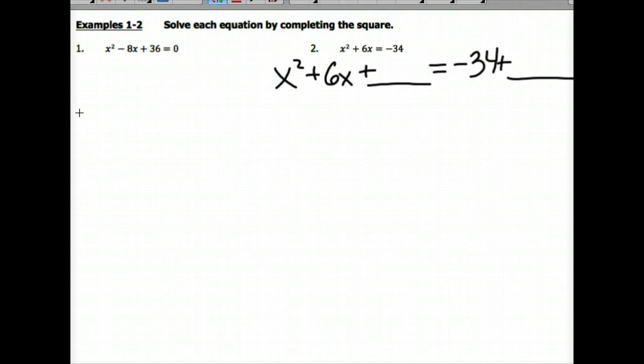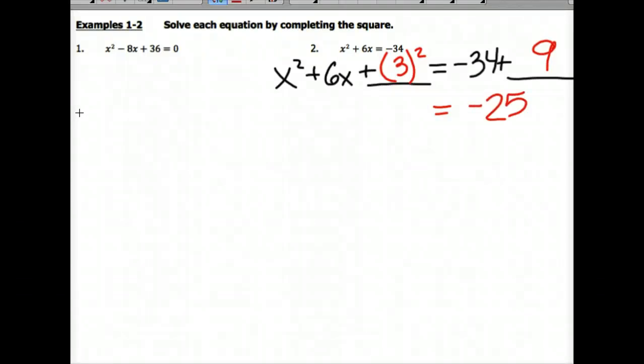And again, the goal of this is to turn the left side into a perfect square trinomial. So we're going to take half of our b term, which is 6. So half of 6 would be 3. We'll square it. 3 squared, we get 9. Okay? And then that 9 goes over here in this blank. So on the right side, I have negative 34 plus 9. That becomes negative 25.